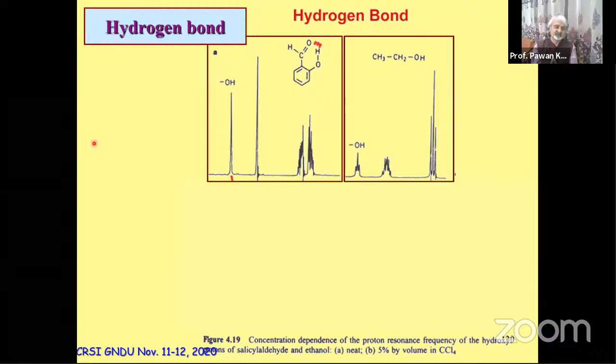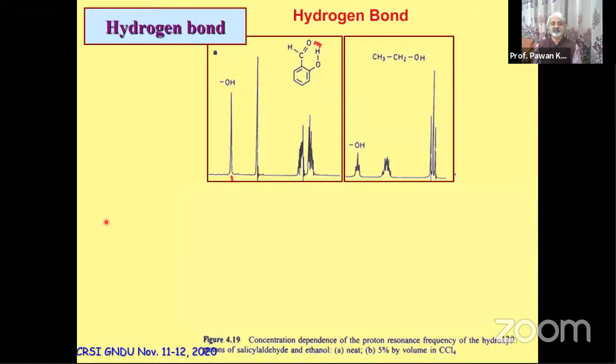Now, I know that if you study IR also, especially the research scholars and the master students, you study in great detail in IR how to differentiate between inter and intramolecular hydrogen bonding. But you do not study it in NMR. Whereas I consider that NMR is a much more powerful tool to study intermolecular and intramolecular hydrogen bonding as compared to the IR. For example, here you see salicylaldehyde has intramolecular hydrogen bonding, ethanol has intermolecular hydrogen bonding.